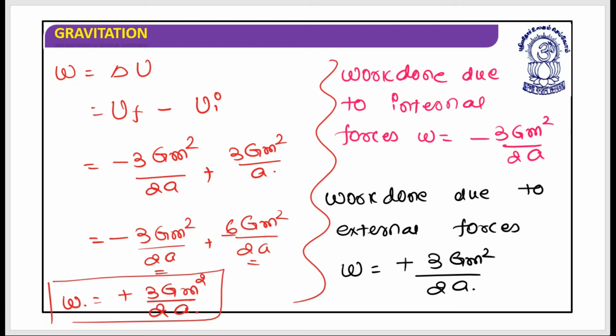So you don't need to bother about whether I should go for Uf minus Ui or Ui minus Uf. It doesn't make any difference. Go with whichever you want and then decide the directions. If the work done is negative, then your final answer should be negative. And if you want the work done due to external force and it is positive, then your final answer should be positive. It is as simple as that. I hope this is clear. Are you sure? Ready for the next question?